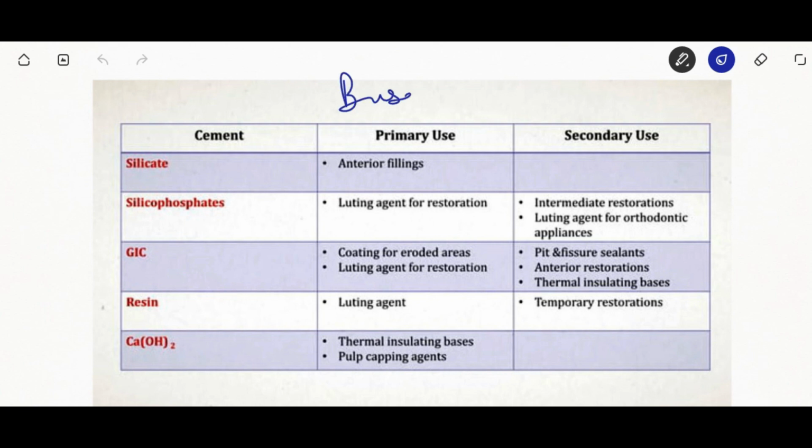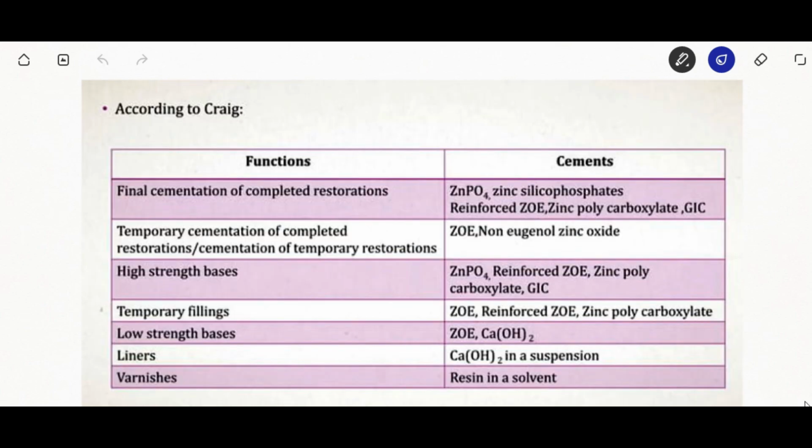According to Craig, the cements can be classified based upon their function. Cements that are used for the final cementation of completed restoration are zinc phosphate, zinc silicophosphate, zinc oxide eugenol, or glass ionomer cement. What are the cements that are used for temporary cementation of completed restoration? They are zinc oxide eugenol or non-eugenol zinc oxide cement. So these are the classification according to Craig.